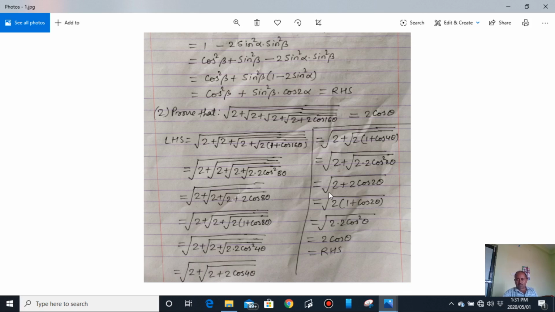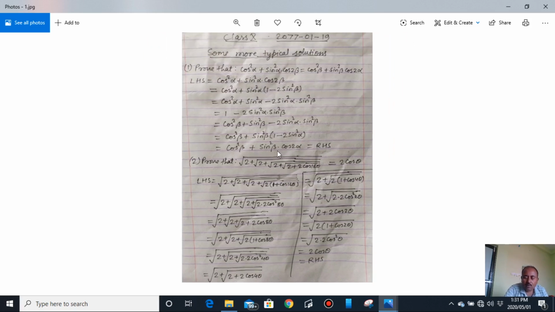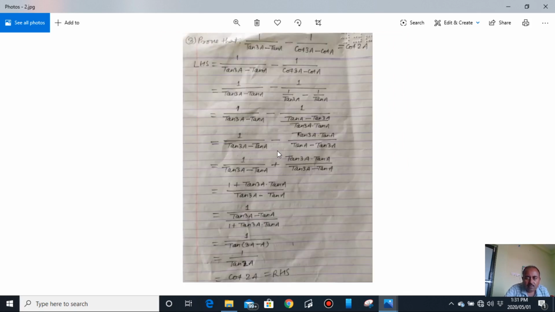So only the final root is left. Take 2 common, 1 plus cos 2 theta is 2 cos square theta. Now it is 4 cos square theta under the square root. So finally you have 2 cos theta, that is RHS. If you have confusion, you repeat this video and watch again.